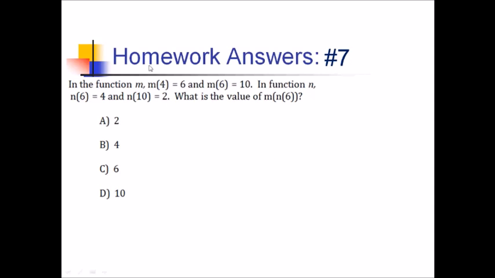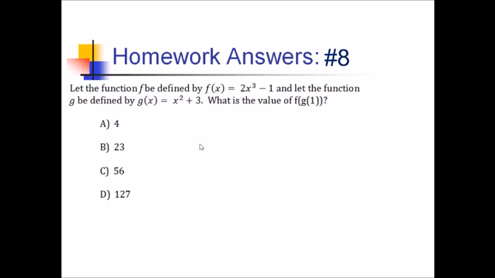For number 15, we have the function m such that m of 4 equals 6 and m of 6 equals 10. And in the function n, we know that n of 6 is 4 and n of 10 is 2. So we want the value of m of n of 6. This is really just a test of whether you can evaluate things in the right order. N of 6, well, we don't know what the n function does, except that when you plug in 6, it gives you back 4. So we're really just doing m of 4 then. If we're doing m of n of 6 and n of 6 is 4, we're just doing m of 4. And m of 4, they told us that was 6, so that's our final answer on this.